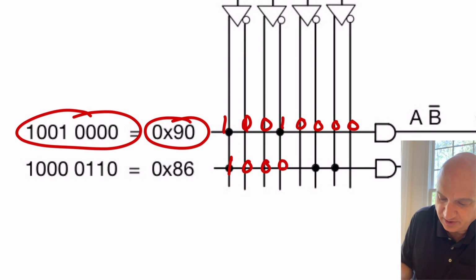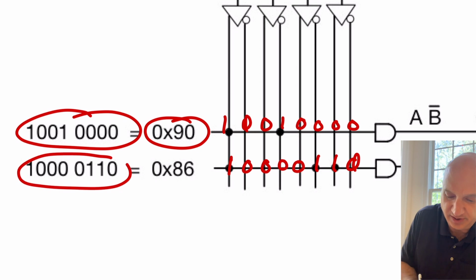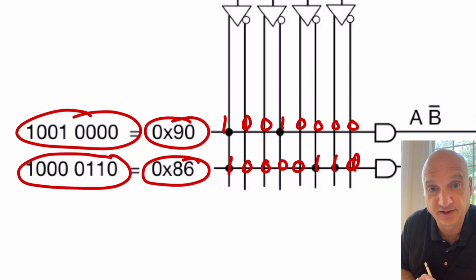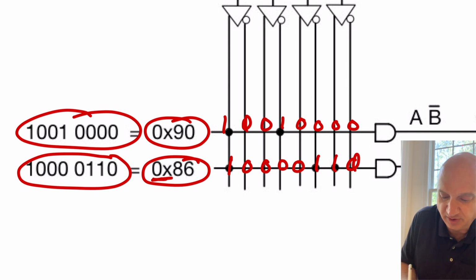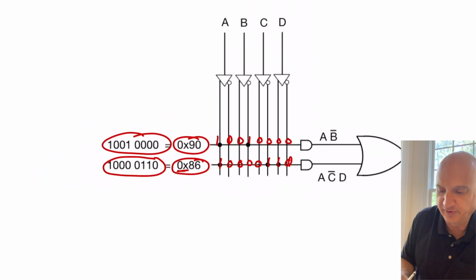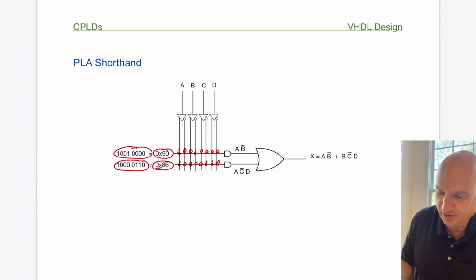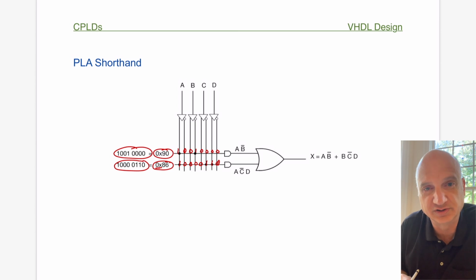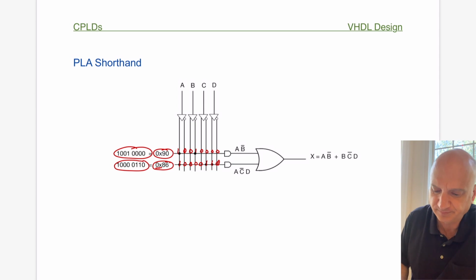This would be 1000110, and that would be this value here, which represents 86 in hexadecimal. Remember, we always use the 0x at the beginning to represent a hexadecimal value in the digital area. So this is how we would program this with a value, because this is actually what's going on when you write a configuration to your CPLD: you're actually turning on or off these connections with bits. They also affect other things like multiplexers and such, and we'll see that in a second. But that's the gist of this.